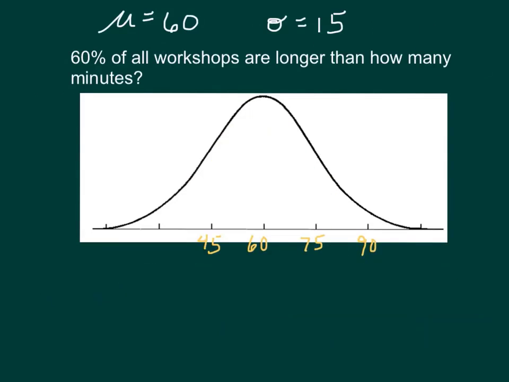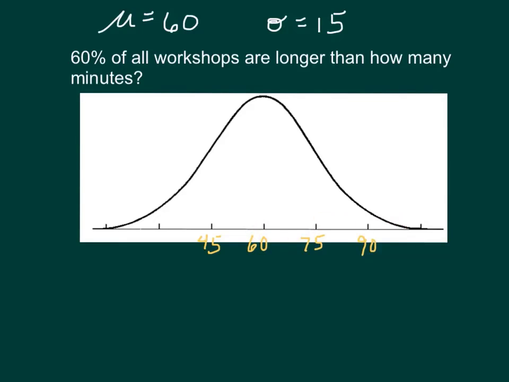So for this question, if I tell you that 60% of all workshops are longer than how many minutes, I'm now giving you the percentage rather than giving you the minutes. So this is the problem in reverse. So 60% of all workshops are longer than how many minutes? So I know that 50% of them are longer than 60 minutes, right? Because halfway would be at that mean of 60. So I've got 50% more than that.